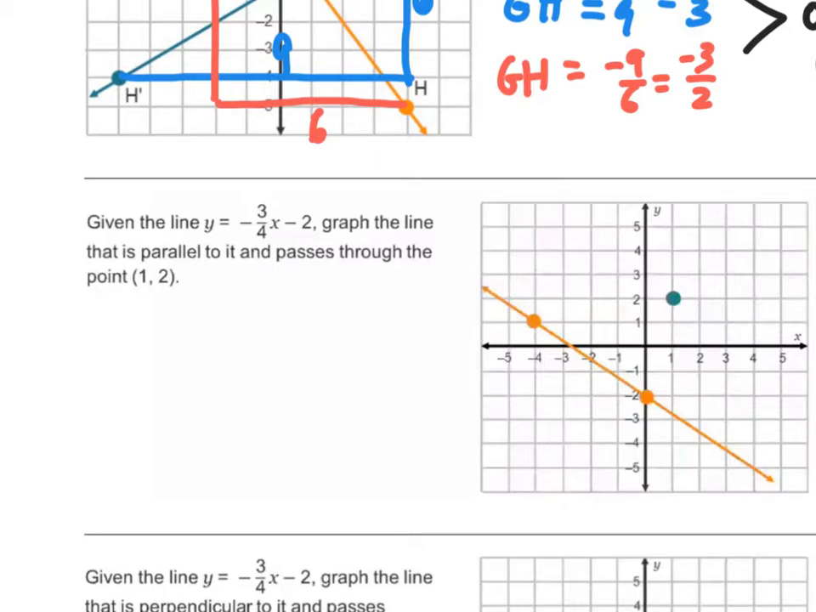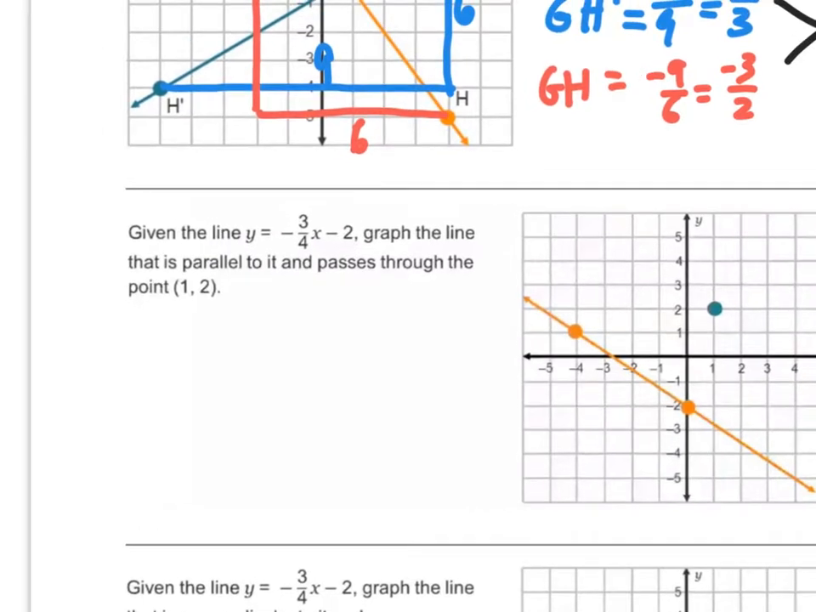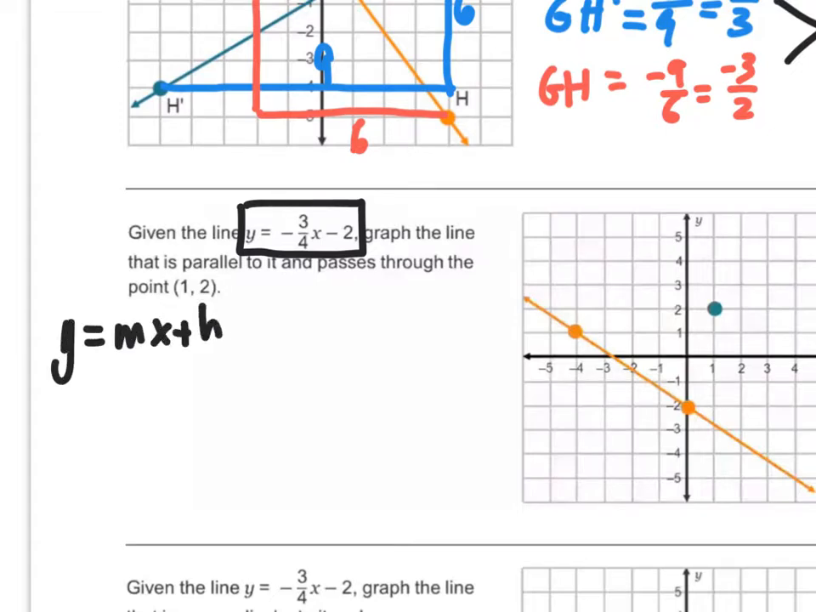Now, what we can tell from this is that all these equations, which we'll learn all about next unit, are in slope-intercept form. So we've got y equals mx plus b, where m is equal to your slope. All I'm being asked to do is graph that line. My slope m is equal to -3/4.